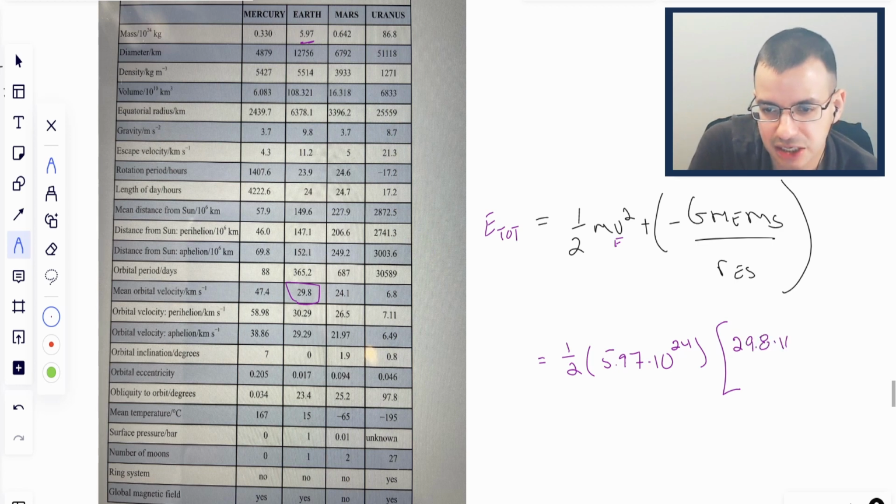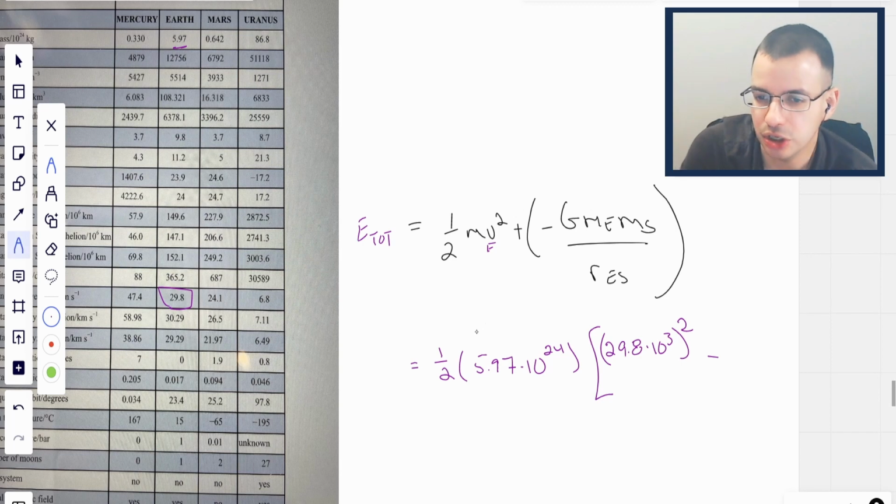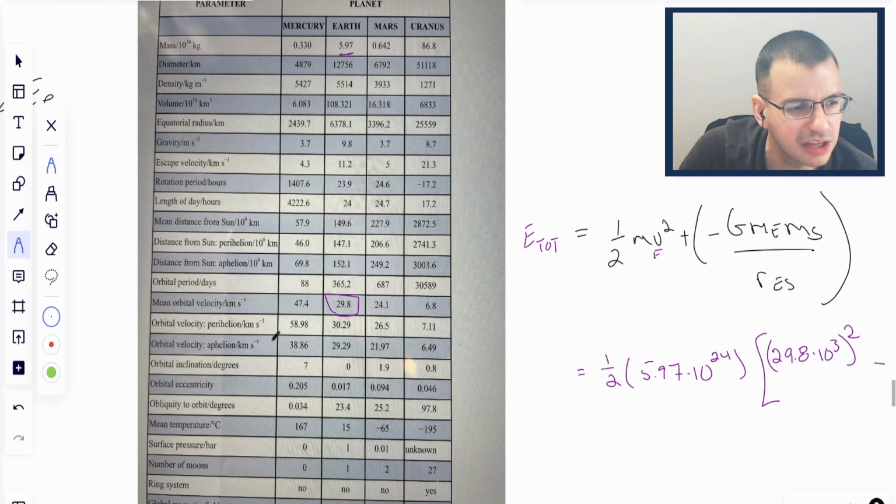29.8 times 10 to the 3rd. That way we can put it in meters per second squared, minus the gravitational constant, which we know is 6.67 times 10 to the negative 11th, just a constant. Mass of the Earth, I already factored that out. We want the mass of the Sun, I think it's like 10 to the 30th.